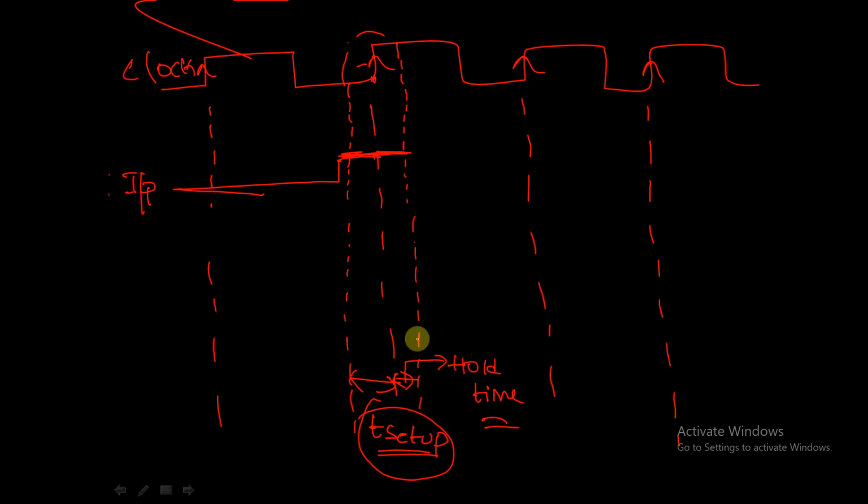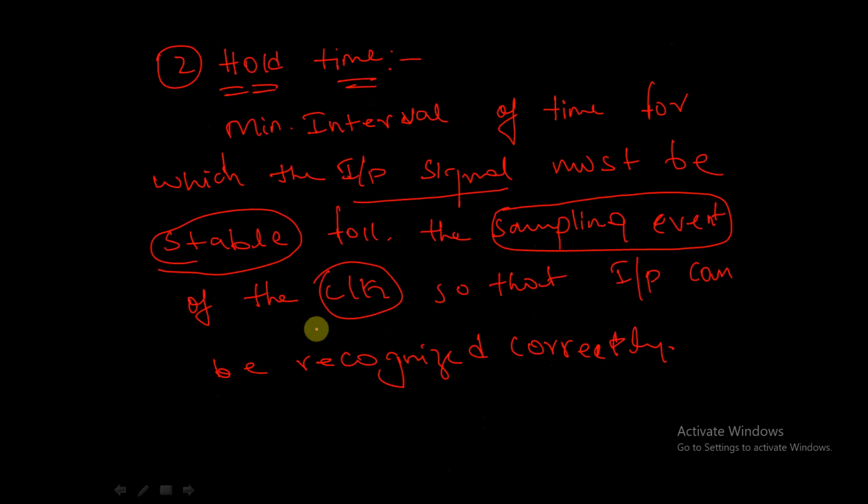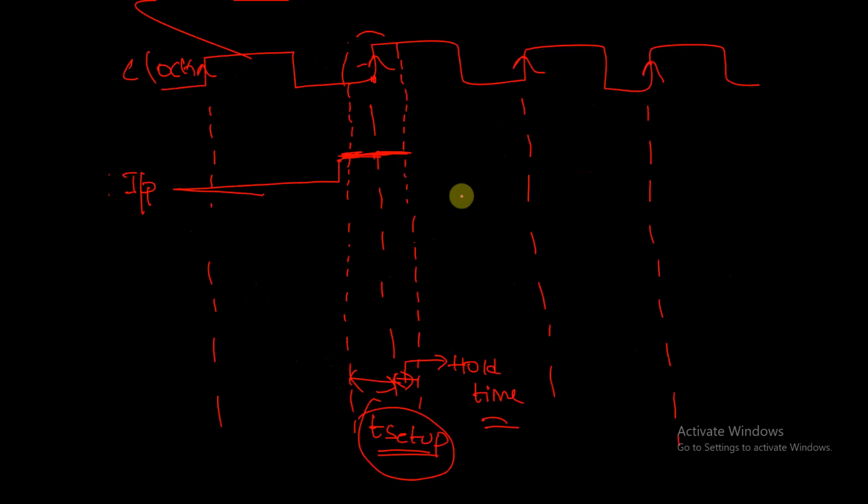For that particular interval of time, my input should be stable so that it is properly recognized by our flip flop. So immediately after the sampling, you should not change the input. It should be stable for a minimum interval of time. That interval of time is called hold time. After this time, you can change the input. It's your wish. If you want to change the input, you can change, or if you do not wish to change the input, that is your wish. So this is called hold time.